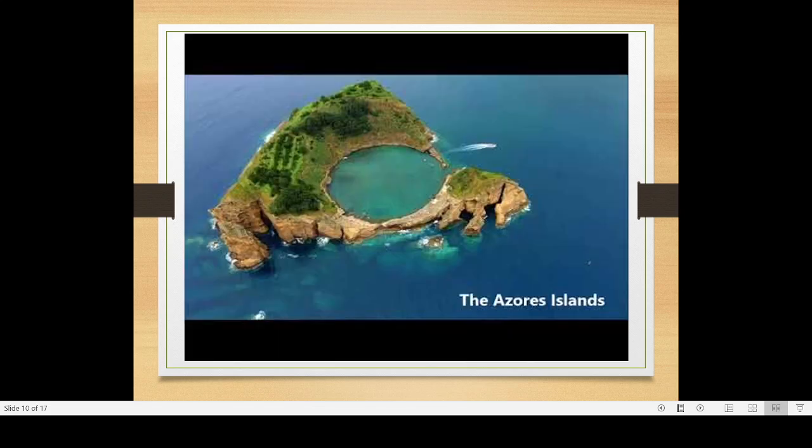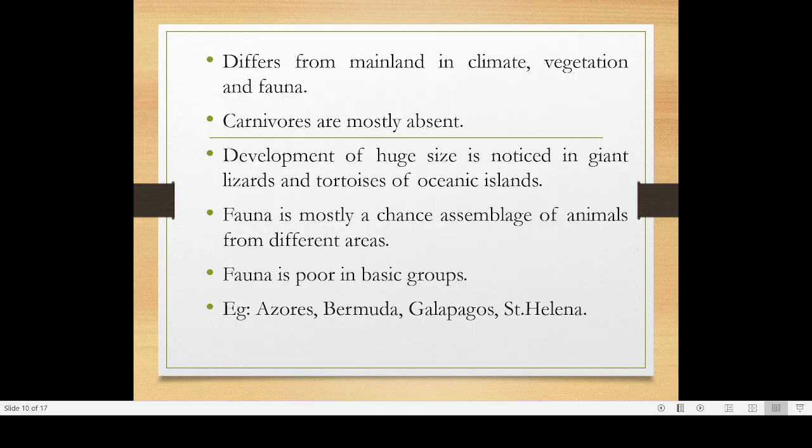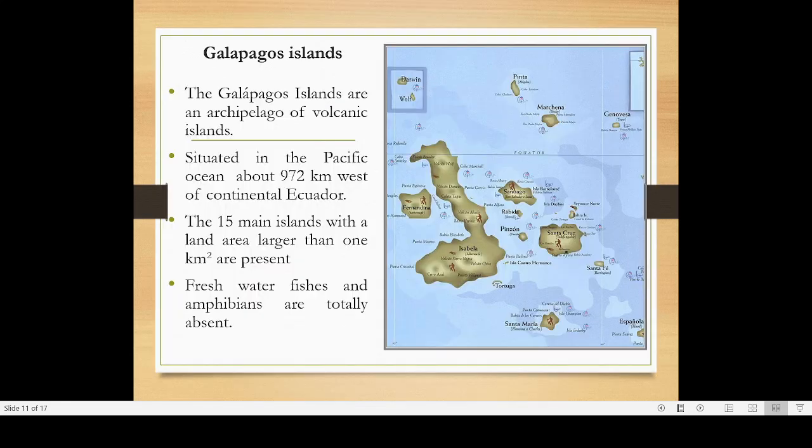There are a number of examples. Azores is here. This is the Azores Island. Then another is the Bermuda Island. Bermuda Triangle, it's near South America and North America. That is the Bermuda region. Then Galapagos is also another example. Then Saint Helena. These are some good examples of oceanic islands.